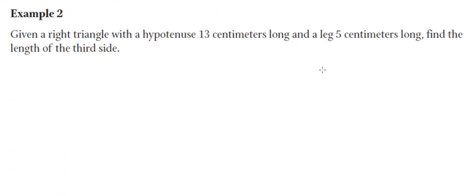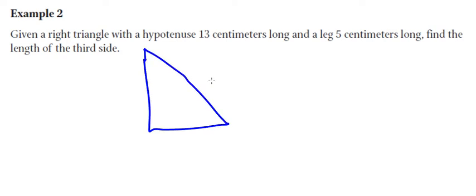All right, moving on to example 2. It says, given a right triangle with a hypotenuse of 13 centimeters. So across from the right angle, you've got 13 centimeters and a leg of 5 centimeters. Find the length of the third side. So here we're looking for one of our legs.